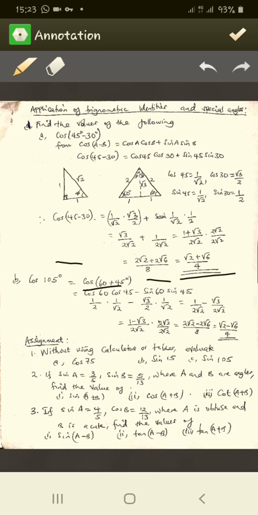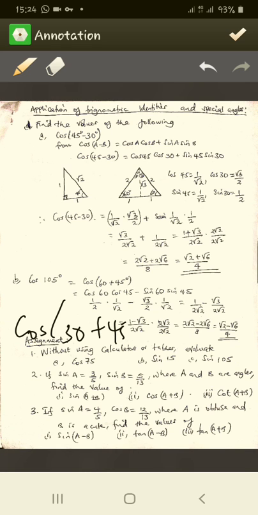Now, having understood that, you are going to do for me this work without using tables or calculators. You evaluate cos 75. Now, 75 can be obtained by saying it is cos. Let me give you a hint there by saying it is cos 30 plus 45.